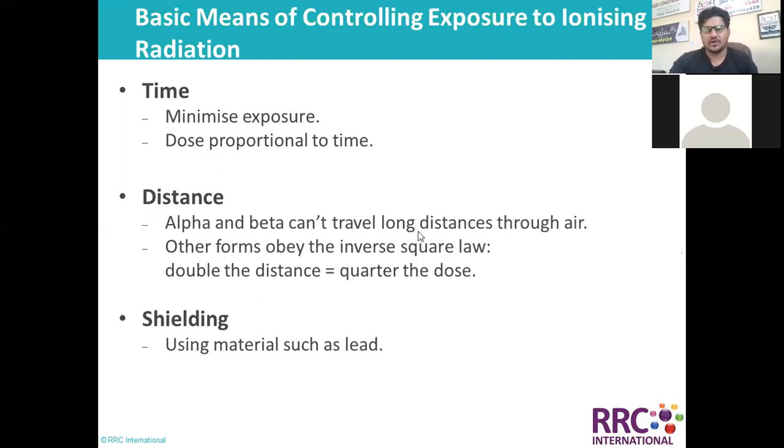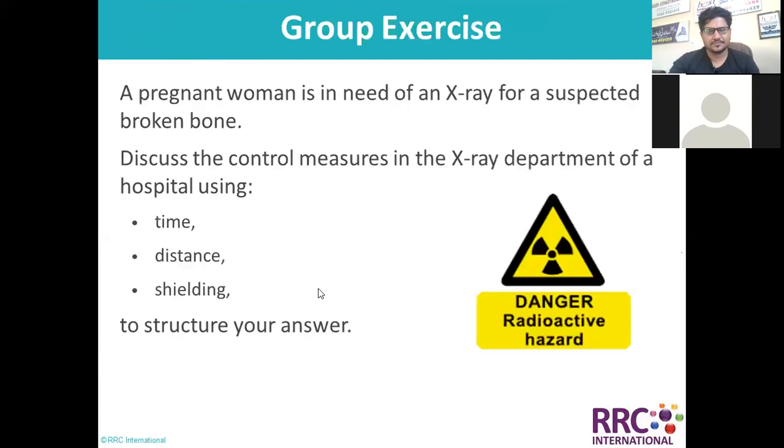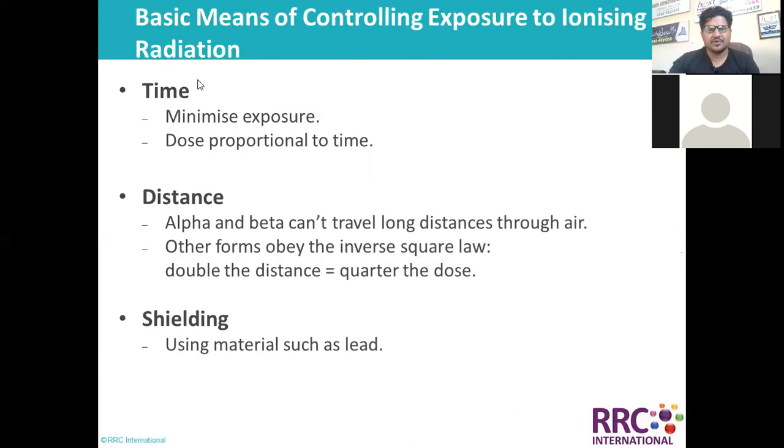Alpha and beta can't travel long distances through air. Other forms obey the inverse square law, where double the distance is equal to quarter the dose. So either you reduce the time or you increase the distance. Otherwise, shield, like we have the welding face shield for our welders, or using materials such as lead as well. So please remember, for ionizing radiations control, time, distance, and shielding are the best methods to control.